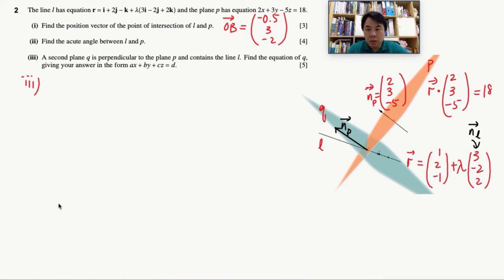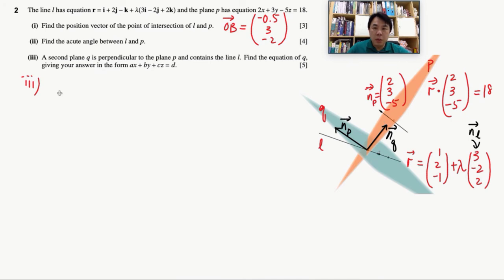Just let me draw the vector here. So we will be able to work out. Oops, I'm using the wrong tool here. Just let me clear that up. Then that will be something like this. Okay. Now this will be the normal to plane Q that we are interested to obtain here.